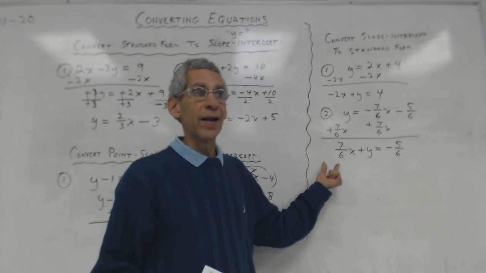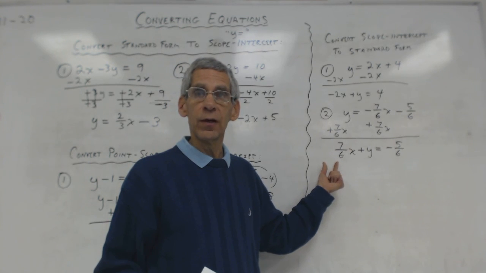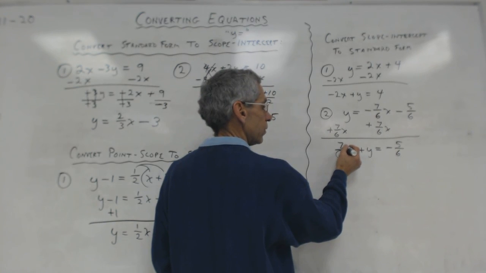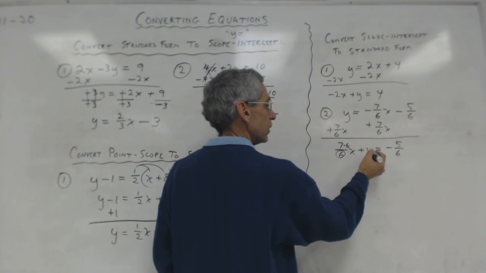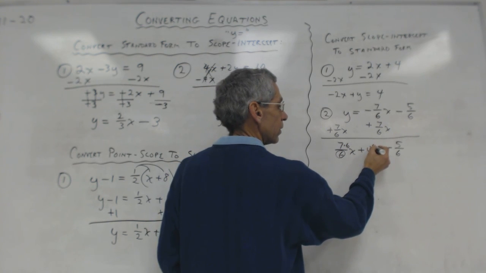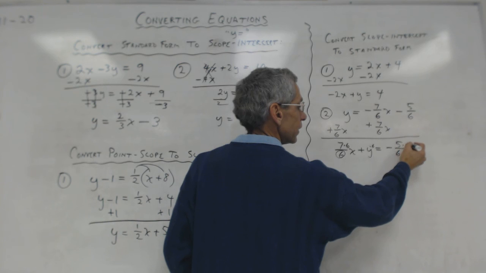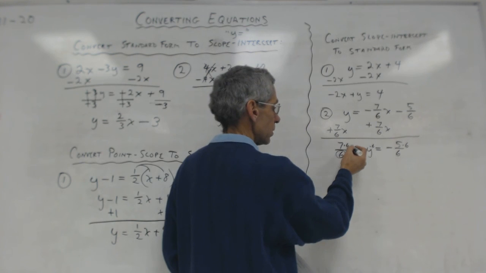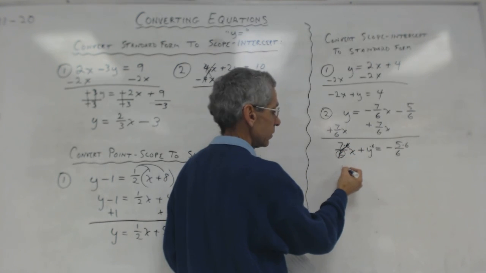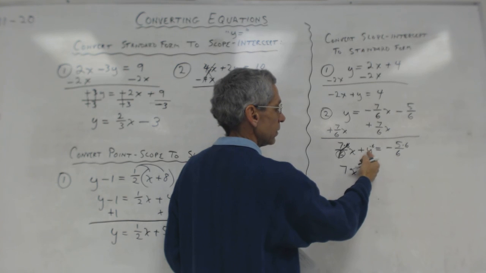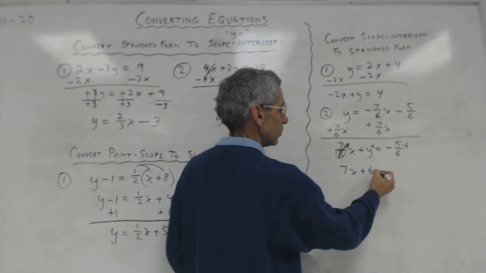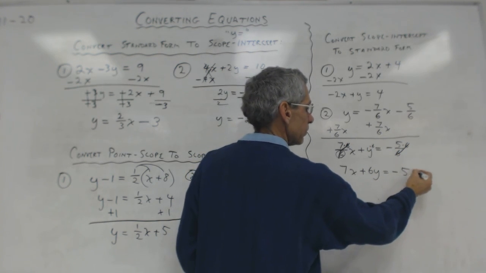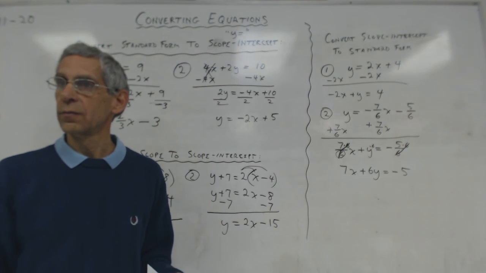So if you multiply everything by the denominator, remember that? Remember that rule? Everything by the denominator. Denominator is 6, right? So watch this. I'm going to put times 6 right here, upstairs. I'm going to put times 6 right here by the y. And I'm going to put times 6 upstairs. You guys writing this down? The 6's cross out. I have 7x. y times 6 is 6y equals, the 6's cross out, negative 5. And that's standard form. Right?